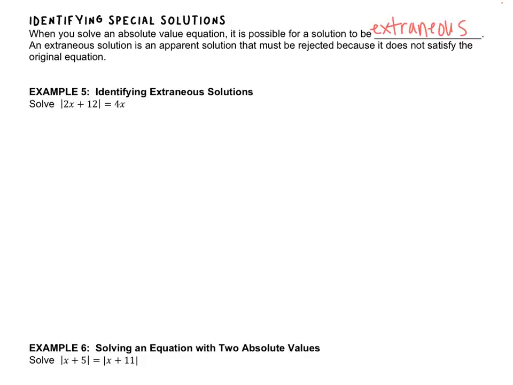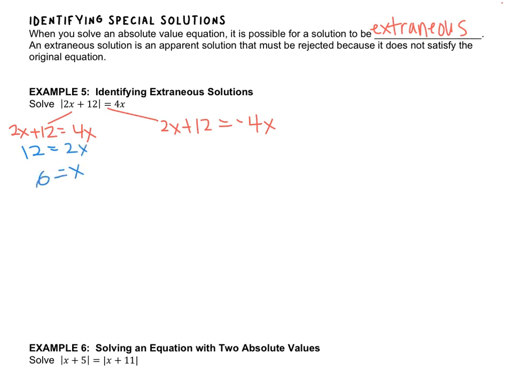So you won't necessarily see extraneous solutions, so you have to go through all the work and then check it afterwards. So in example 5, one equation would be 2x plus 12 equals 4x. And then the other equation is going to be 2x plus 12 equals negative 4x. So we just kind of do our work and see what we get. So I'm going to move variables to the right, so I'll get 12 equals 2x. So then x is 6.